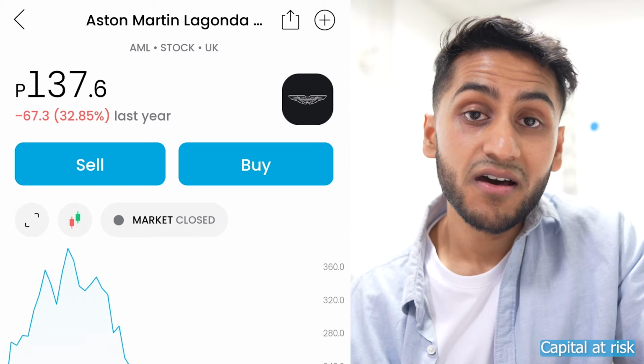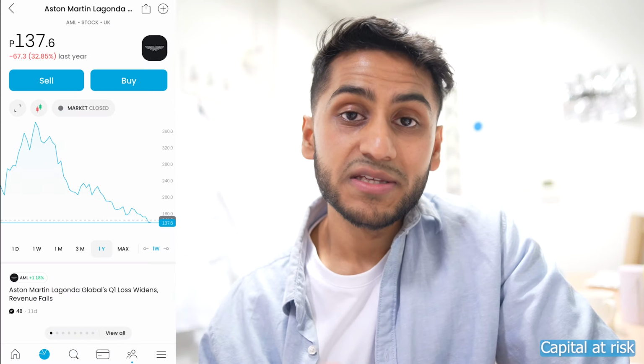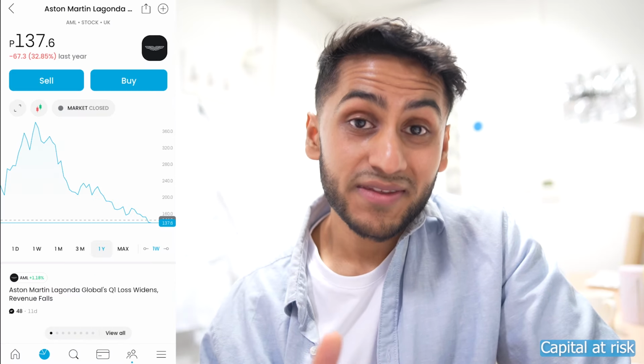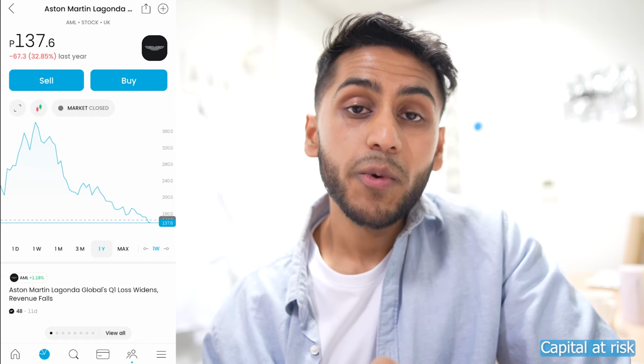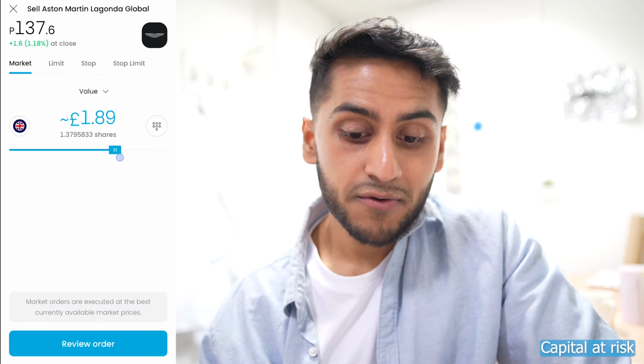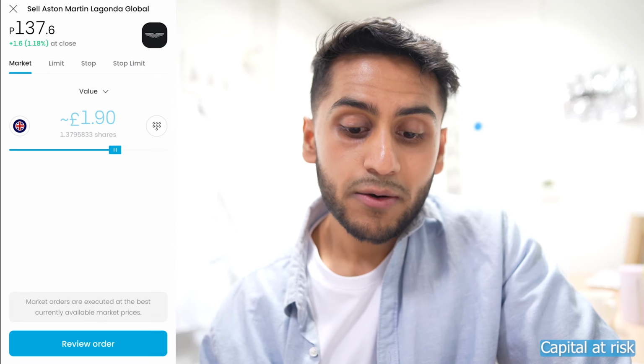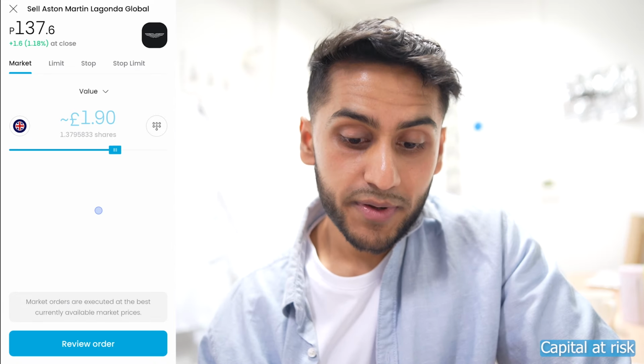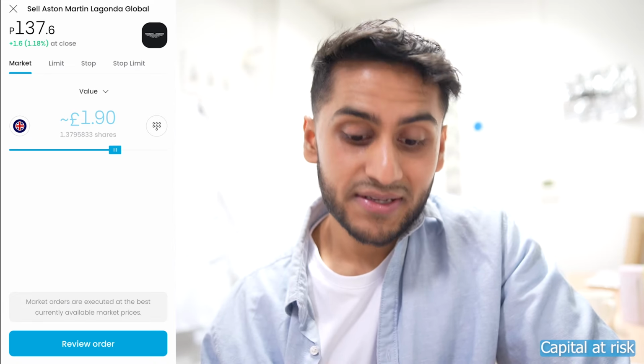Now here you can see there are two buttons. One is sell and one is buy. We are definitely not going to be buying this company for this example. What we want to do is to press sell. Now, just like before, we can do a market sell. Very simple stuff. Right now, I can sell all of my shares when the market opens. So I can do this at £1.90.